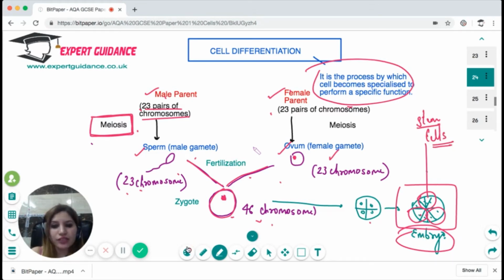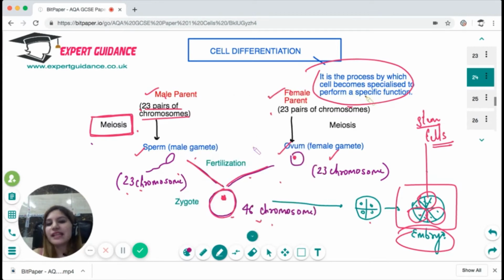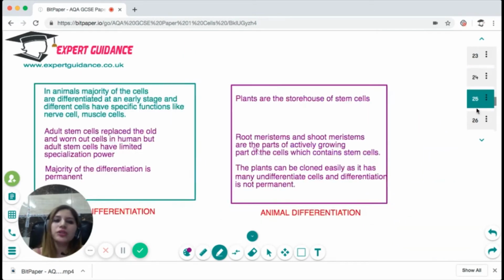Now after this, the process of cell specialization happens, where the cell becomes specialized to perform a specific function. So some part of the cells will specialize to form the circulatory system, some will specialize to form the digestive system, and will give rise to a whole new organism.